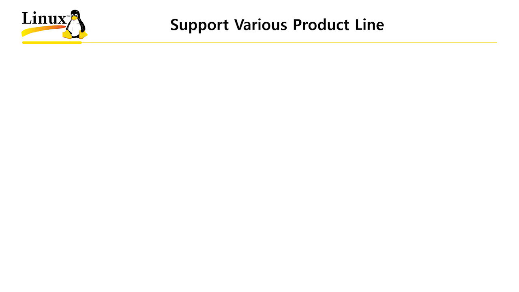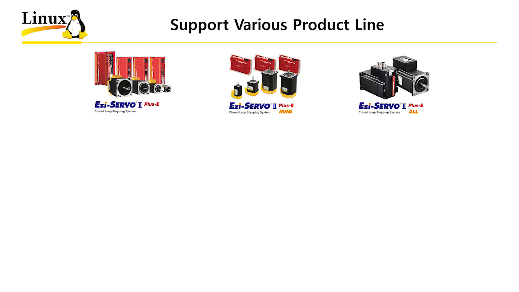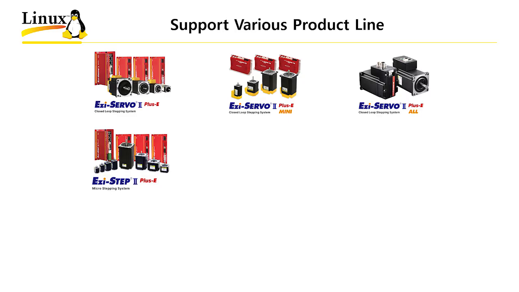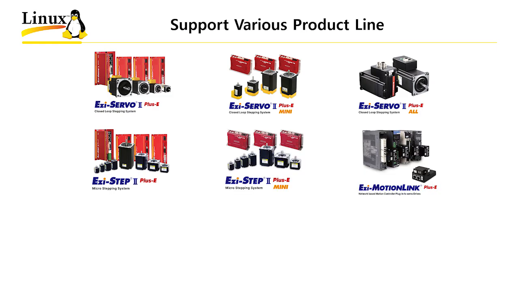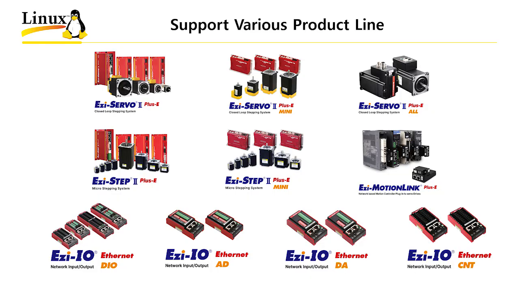All FASTECH Ethernet-based products are fully compatible with the Linux library. The compatible Ethernet product line is as follows: Ezi-SERVO 2 Plus E, Ezi-SERVO 2 Plus E Mini, Ezi-SERVO 2 Plus E All, Ezi-Step 2 Plus E, Ezi-Step 2 Plus E Mini, Ezi-Motion Link Plus E, Ezi-IO Ethernet DIO, Ezi-IO Ethernet AD, Ezi-IO Ethernet DA, Ezi-IO Ethernet Counter. All of these are Ethernet-based products and are fully compatible with the Linux library.